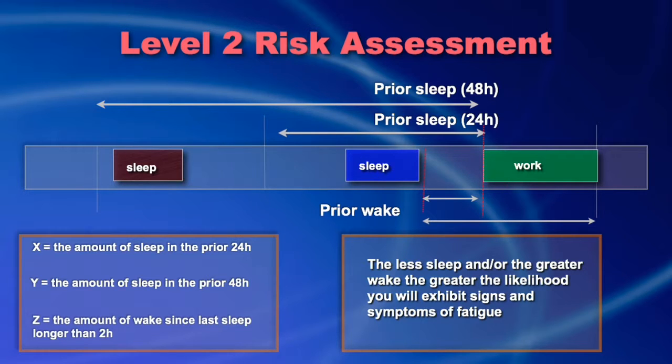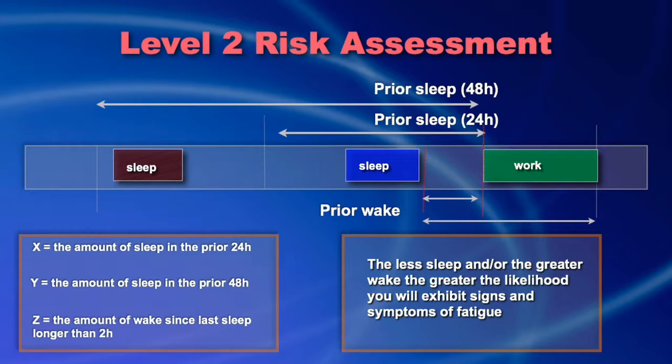In some cases, particularly in shift workers, that may be split into two separate sleep periods. For example, you may have had 4 hours at one point in time, woken up and then had a nap before you went to work again. In that situation, for example, a combination of 4 hours sleep and 2 hours sleep would total to a 6-hour sleep duration in that 24 hours. So count up all of the sleep periods that you've had and give that value X, which is the amount of sleep in the 24 hours prior to work.